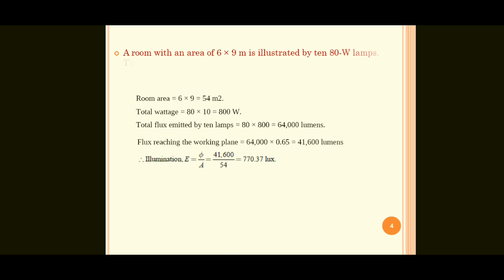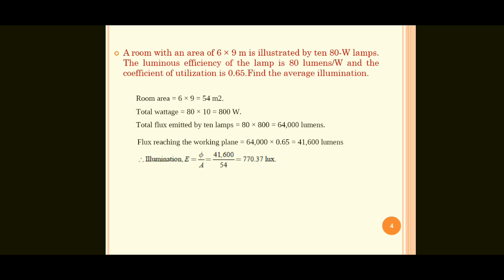A room with an area of 6 into 9 meter is illuminated by 10 80-watt lamps. The luminous efficiency of the lamp is 80 lumens per watt and the coefficient of utilization is 0.65. Find the average illumination.